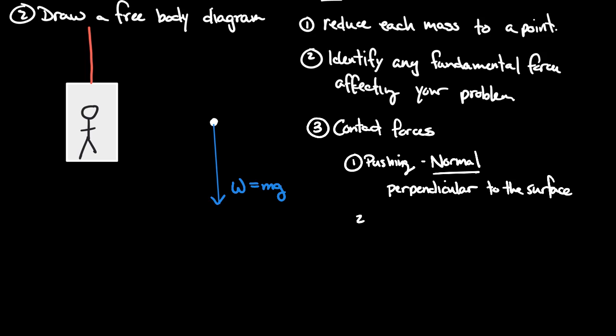Next, pulling forces. Pulling forces are going to all be classified as tension forces. They require a conduit or a connection between the object and the thing applying that force. So a cable, an arm, a handle. These are all going to be tension forces. And tension forces can be in any direction.